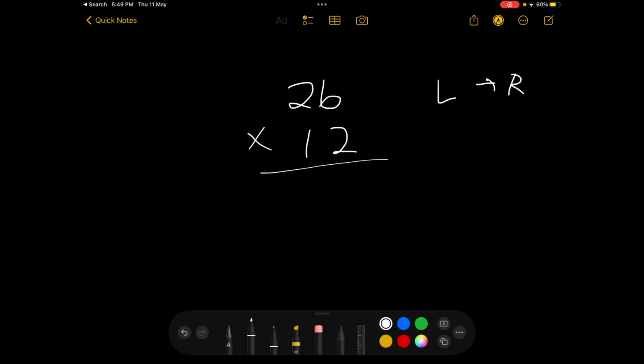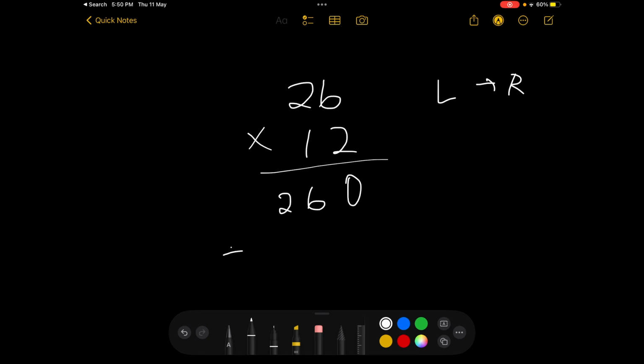2 times 1 we get 2. Then 6 times 1 we get 6. So it's 26. But remember, it's not just 1, it is 10. It says the tens position, so it's 10. 260. That's it. 2 times 1 is 2. 6 times 1 is 6. 0. We just add a 0 at the back, so we get 260.